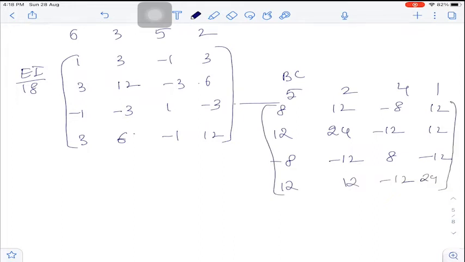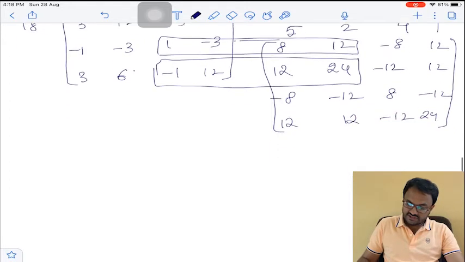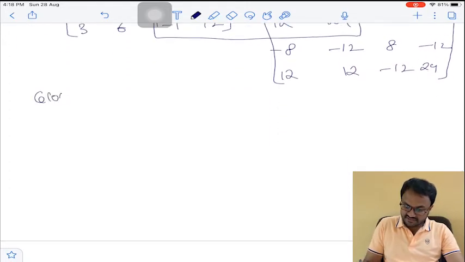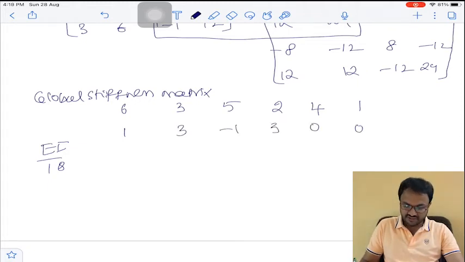So when you assemble these two, these two have to be added. You will get the global stiffness matrix. EI by 18: 6, 3, 5, 2, 4, 1. So 1, 3, minus 1, 3, 0, 0. If anything is not there, just keep 0.